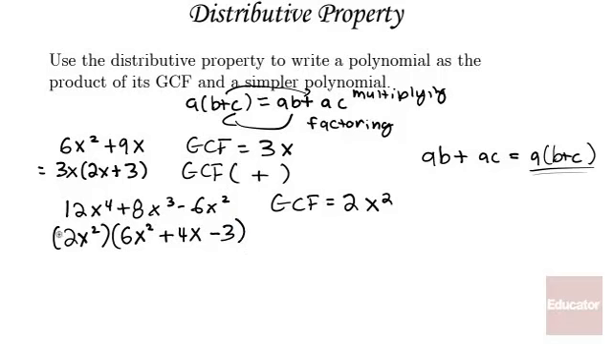Again, I can check my work. 2x squared times 6x squared is 12x to the 4th. 2x squared times 4x is 8x cubed. 2x squared times negative 3 is negative 6x squared. So this is the basic principle, and we're going to be using this throughout factoring.